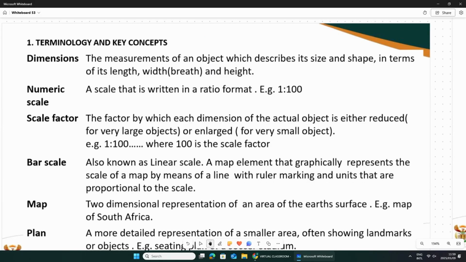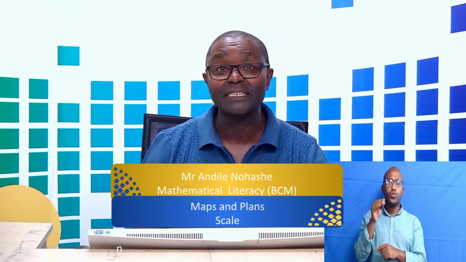The first one is the dimension. The dimension is the measuring of an object which describes its size and shape in terms of length, width, breadth and height. Learners, you need to know the key concepts and terminology of this topic before you go straight to the scale calculation.